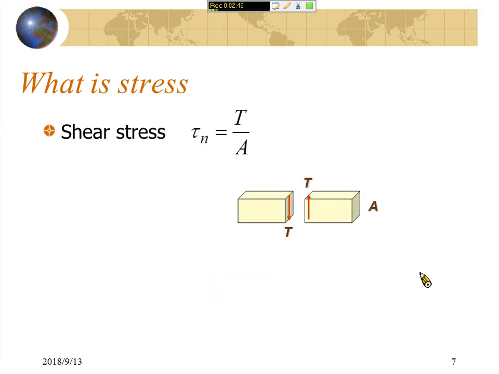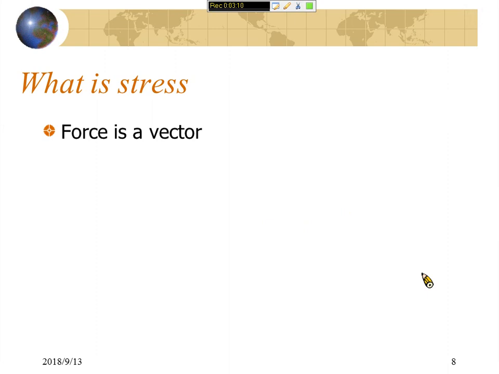For the shear stress, the stress is parallel to the acting plane. For normal stress, the stress will be perpendicular to the acting plane. So this will be the difference between normal stress and shear stress. And I believe you know it very well.